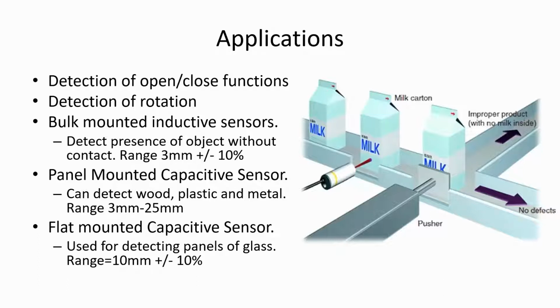The tolerance is plus or minus 10%. The capacitive sensors can detect wood, plastic, and some metals. Their range is 3 mm to 25 mm. That is the sensing distance. The flat mounted capacitive sensors are used for sensing glass, and their detection range is 10 mm, very small.